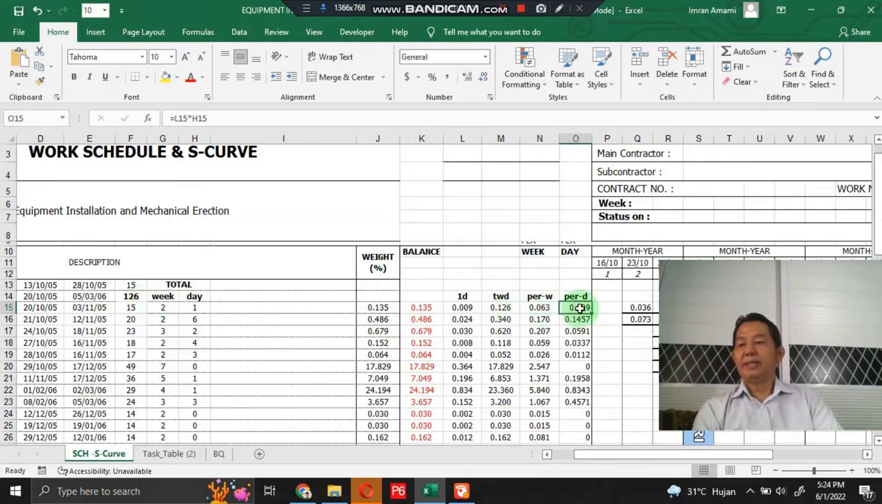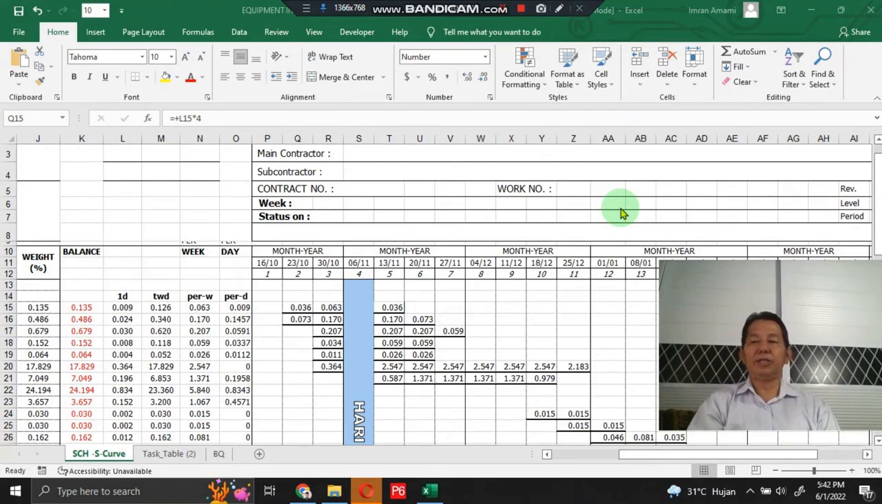And then in cell O15, this is the work factor on a per day basis, obtained from the work factor per day for cell L15 here, multiplied by the number of days for cell H15. So we got the work factor according to the number of days.